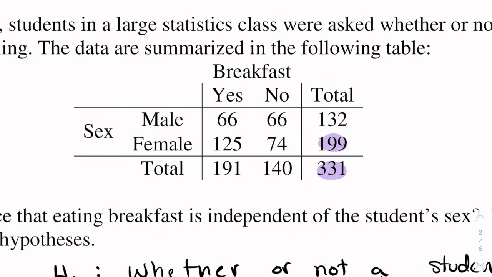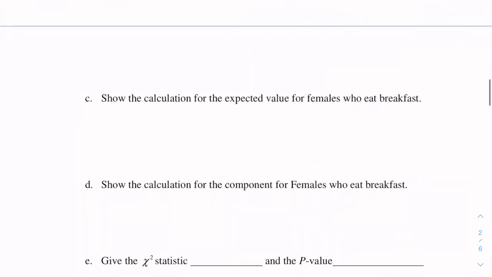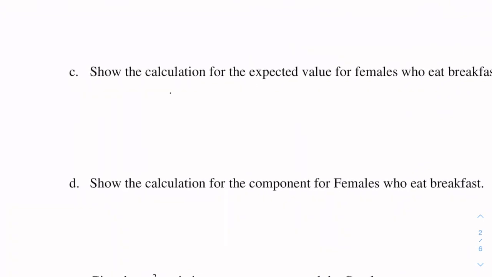Sorry, there's 199 out of 331 females. So we can get that percentage, and that percentage should also match how many females ate breakfast. So the long work would be if I did 199 divided by 331, and then I multiplied that by how many females said they ate breakfast. And if I type that into the calculator, I get 114.83.